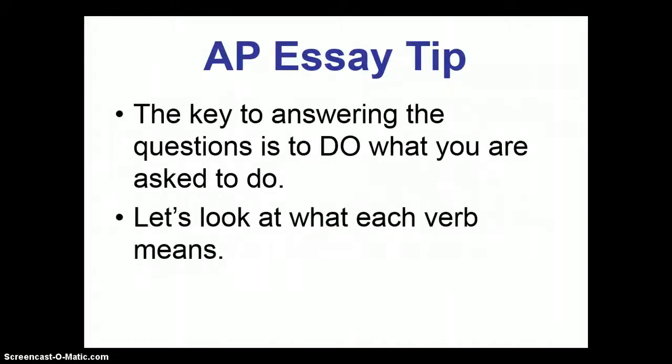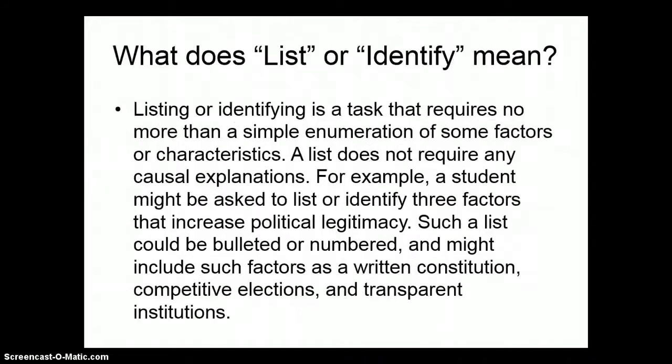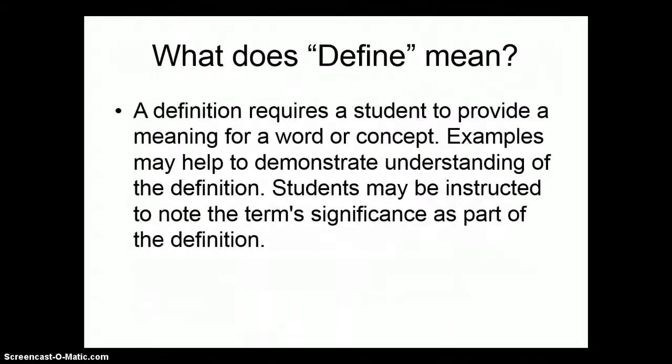So understanding the verbs, it's important to know what each verb means. So if you're asked to list or identify, that means you just have to literally make a list. I would still make you write 3 sentences on it, even if it's just a list. Typically, a list or identify is the easiest part of an FRQ, and this is sort of where the rote memorization comes in. But again, you do need to know your stuff. I mean, if you don't, you're going to miss these easy points.